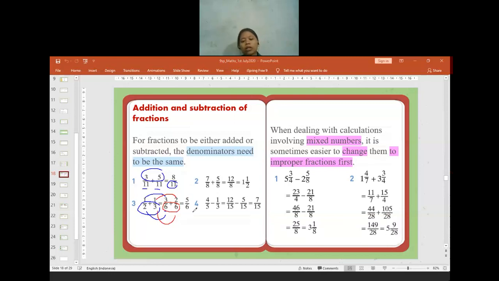For the subtraction also the same thing. We have to make sure that they are having the same denominator first. Then we can calculate. If they are not having the same denominator, we cannot do subtraction or addition. Is there anyone have any difficulties, or maybe I talk too fast or something?